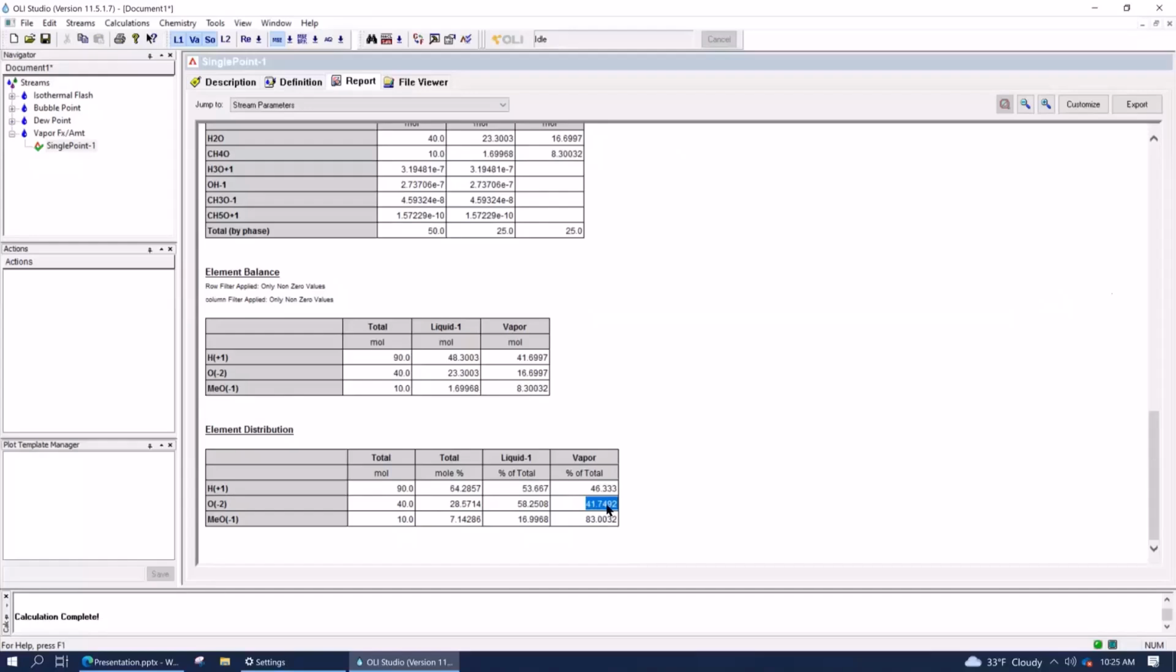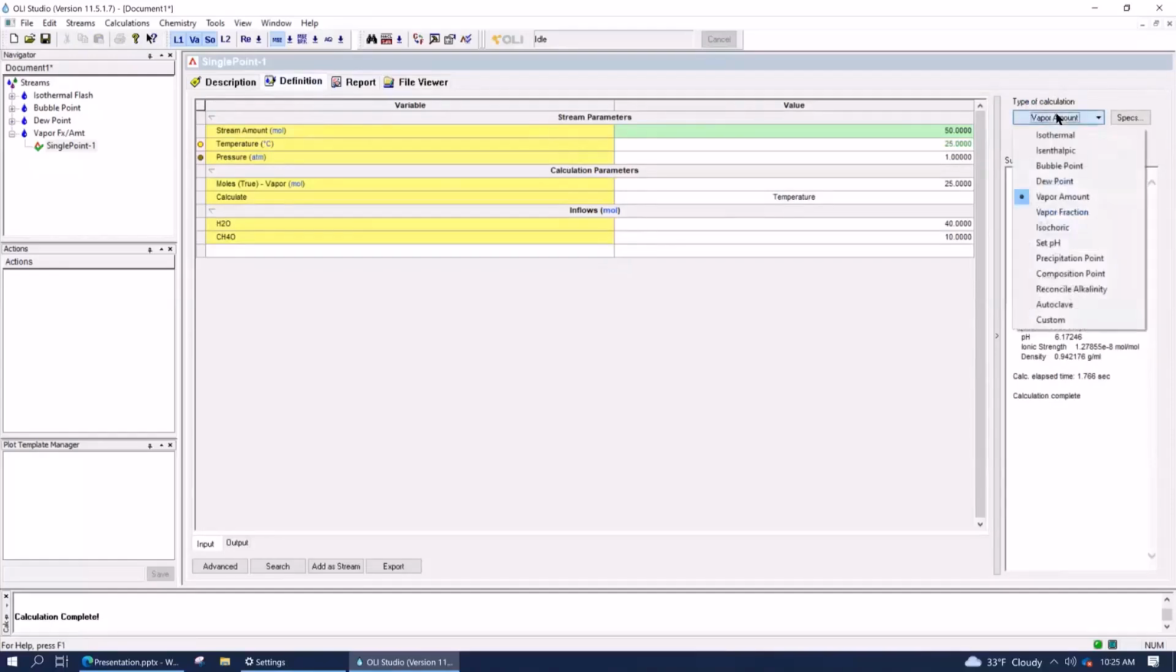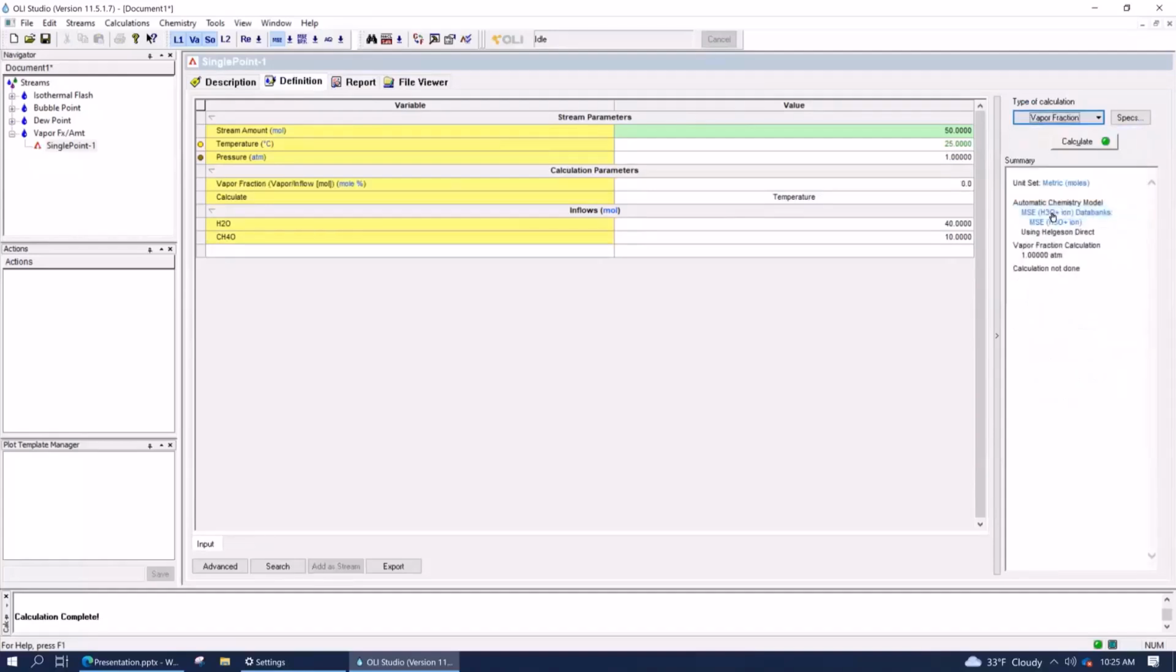All right, let's do this one more time. I want you to go back to the definition tab. We're going to stay in the single point calculation and change the calculation type from vapor amount to vapor fraction. Now what you're going to do is put in 50 mole percent in the center here. So we've changed it to vapor fraction.